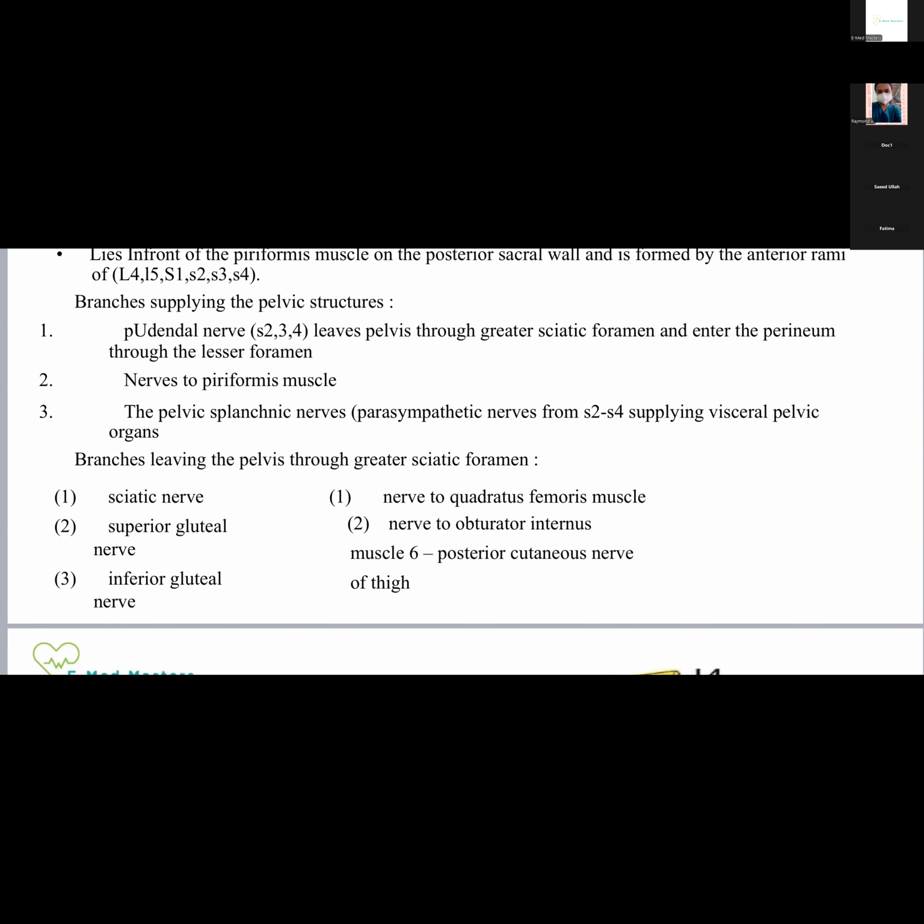Pelvic splanchnic nerves are the parasympathetic nerve supply. Its root value is the same as that of the pudendal nerve, S2, S3, and S4. It supplies the visceral pelvic organs. Parasympathetic supply to the visceral pelvic organs.